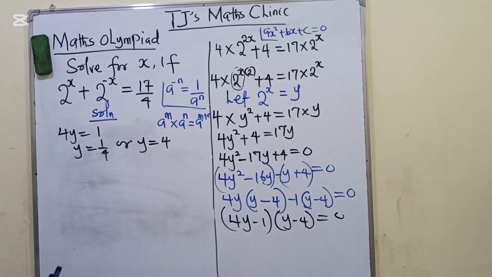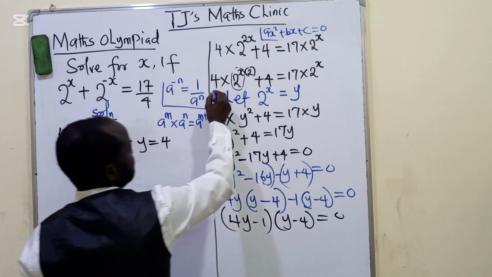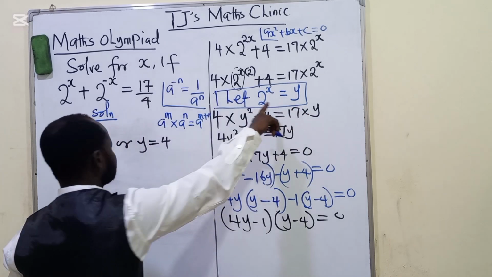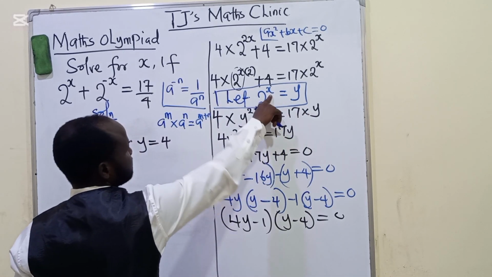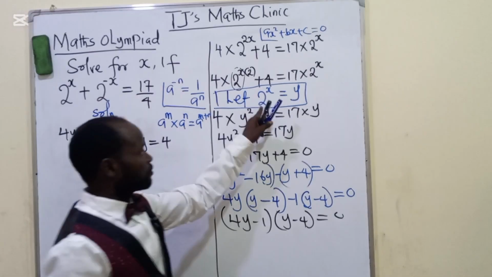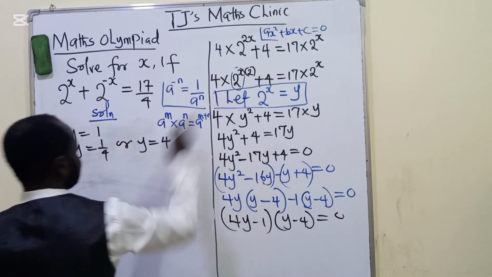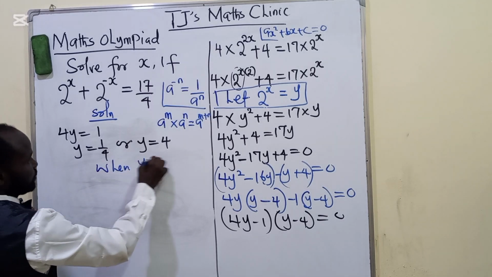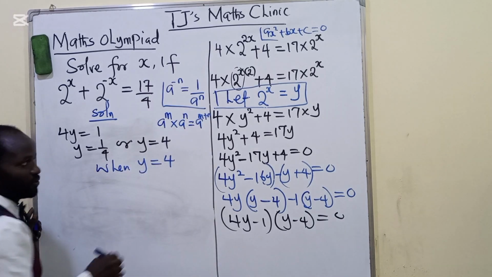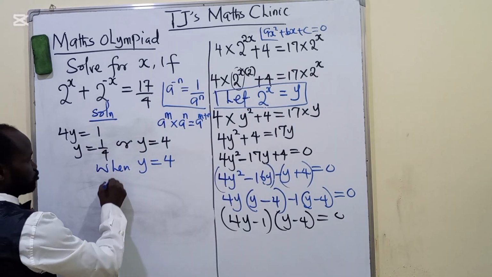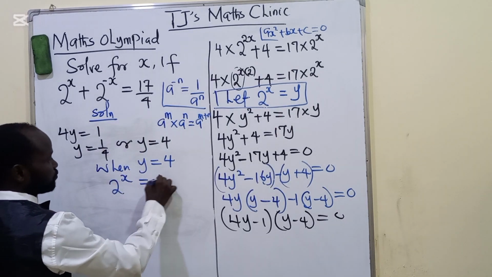But that's not what we're looking for. We're looking for the value of x. But let's go back to our assumption here. We have declared y to be 2 power x at this point. So if y is equal to 2 power x, what will be the value of x? So we pick when y is equal to 4, what will be the value of x? We substitute into this assumption here. So it will be 2 power x now equal to 4.